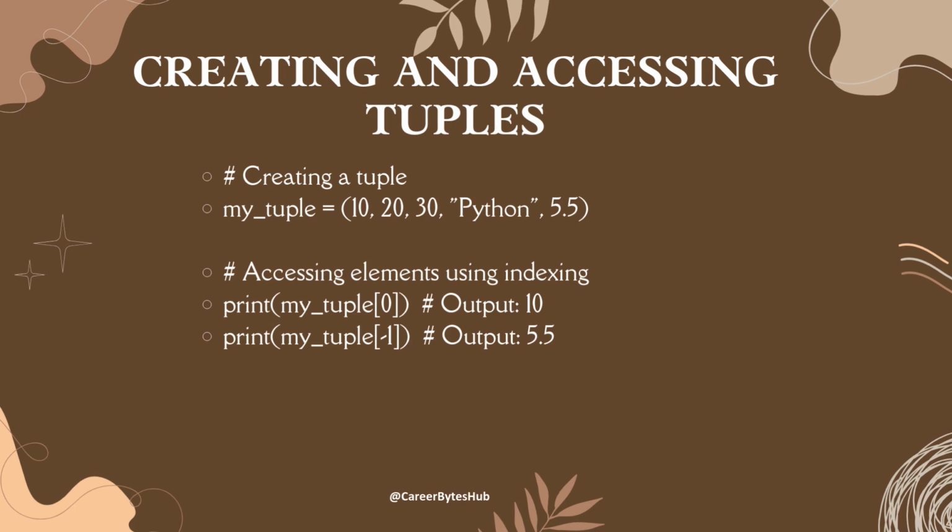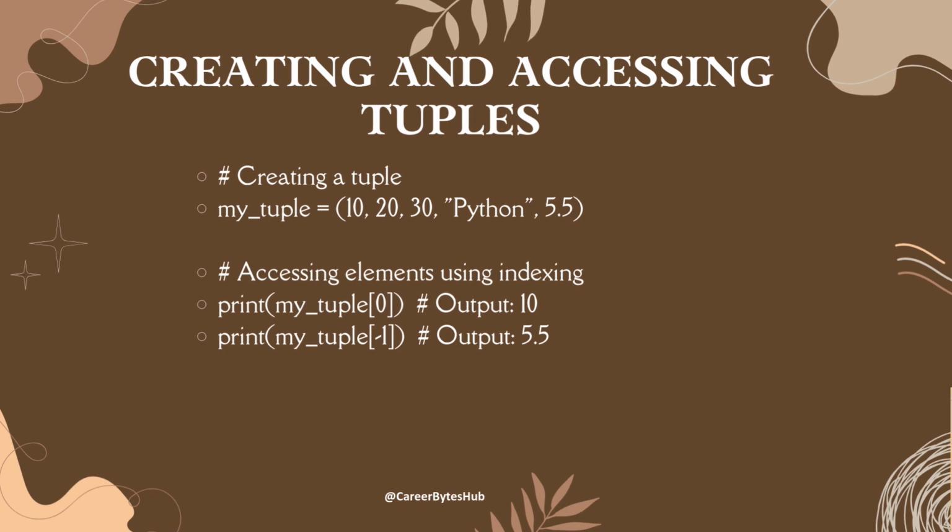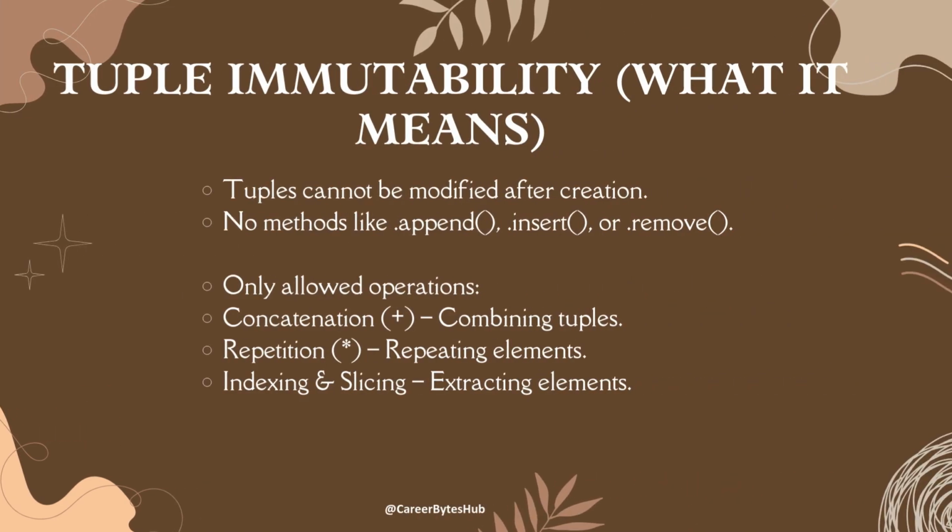In the last slide, we learned what tuples are. Now, let's see how to create and access tuples. To create a tuple, we use parentheses, and just like lists, elements inside a tuple are separated by commas. We can access tuple elements using indexing, where index 0 refers to the first element, and negative indexing helps access elements from the end.